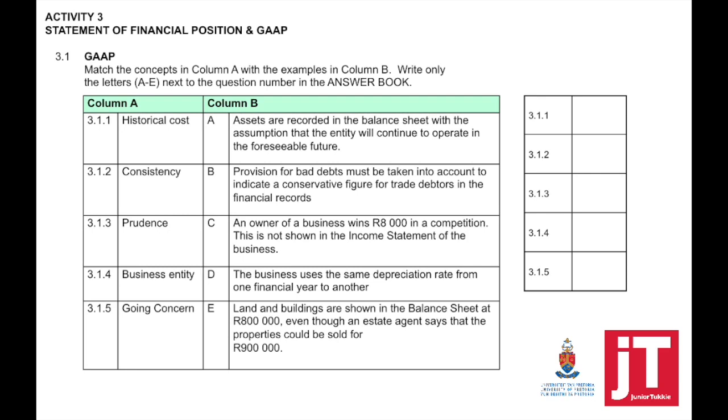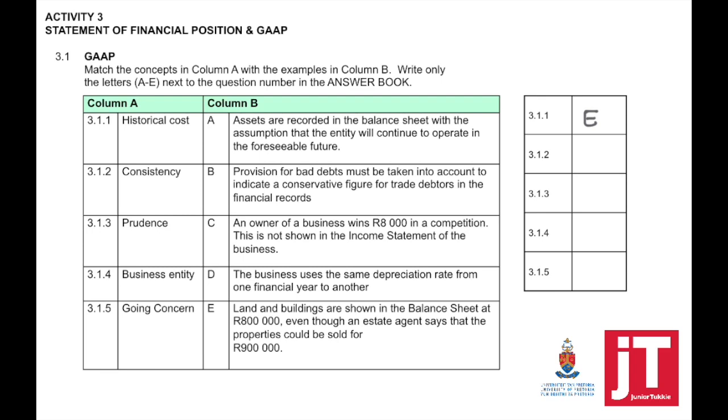Historical cost. Historical cost means we need to show it at the original price. This will be number E. Land and buildings are shown in the balance sheet at 800,000, even though an estate agent says that the properties could be sold for 900,000.